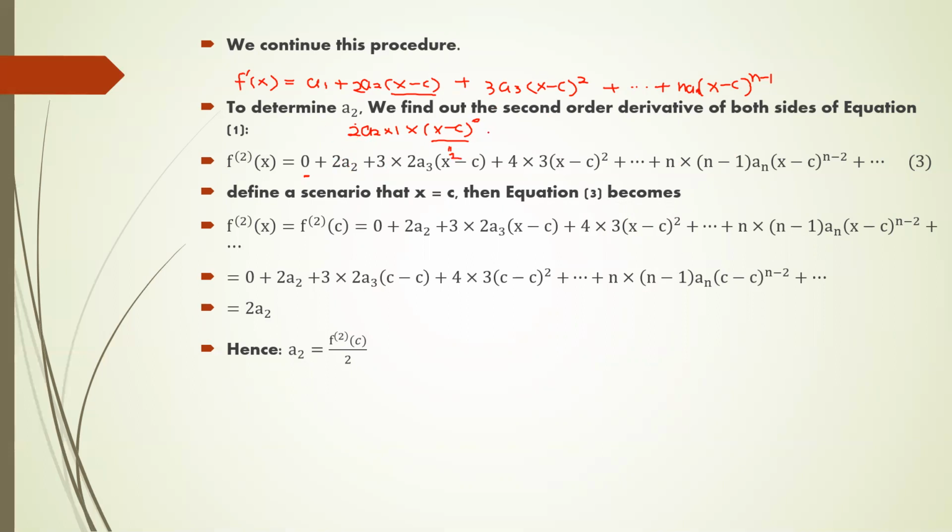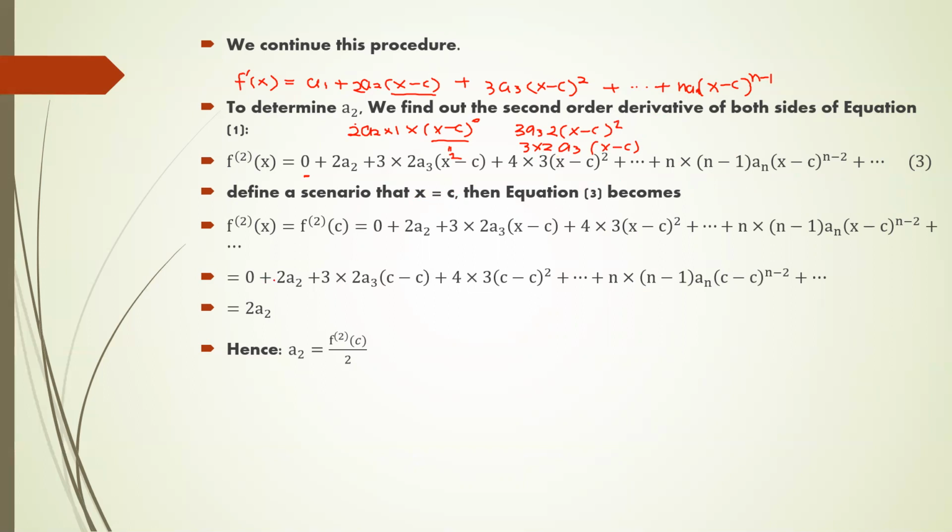And the third term will be 3a3. The power is 2, so it's 2 times (x minus c) to the power of 1. So it's 3 times 2a3 times (x minus c) to the power of 1. We just ignore it, right? So we keep going. So then we again implant x equals c in equation 3.